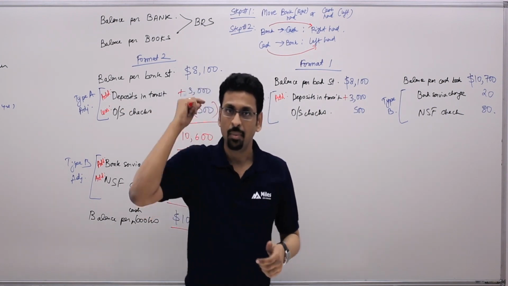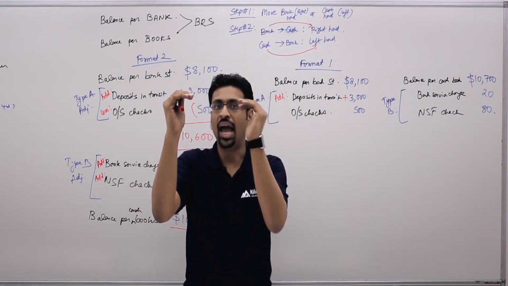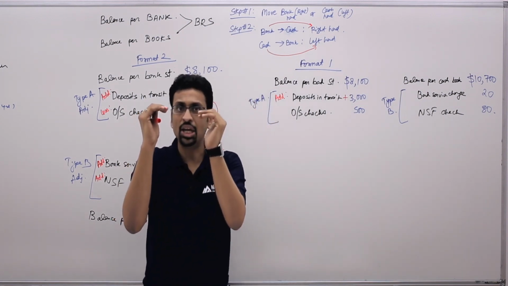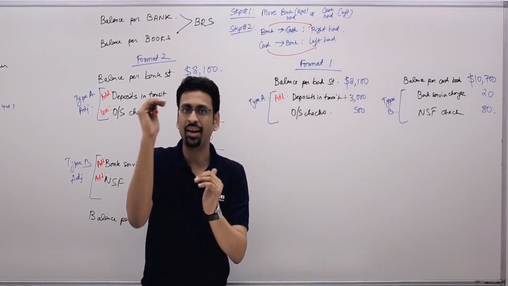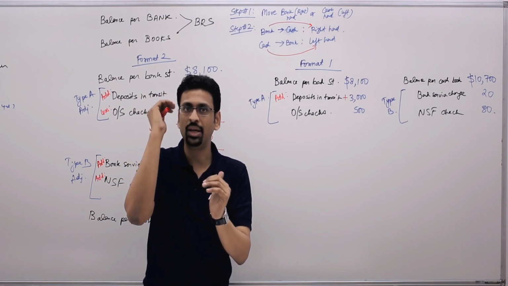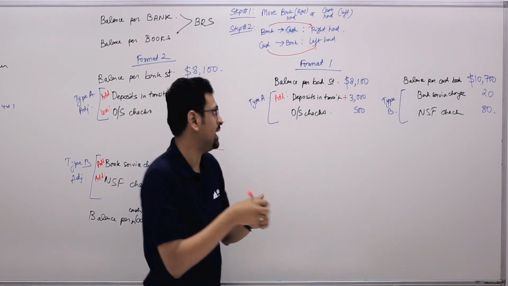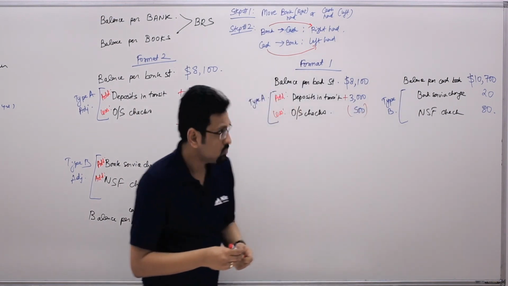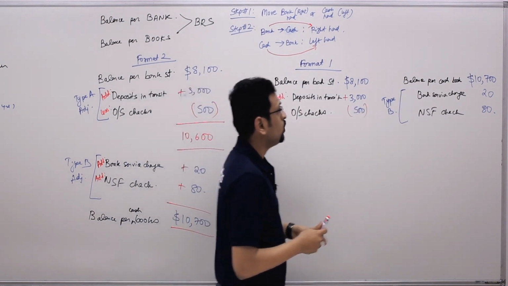Same thing here. Outstanding checks: bank hand right, cash book hand left. We issued out checks, so the cash book reduced. The bank doesn't know about it yet. So when I'm reconciling from the bank, I go to reduce it, less.